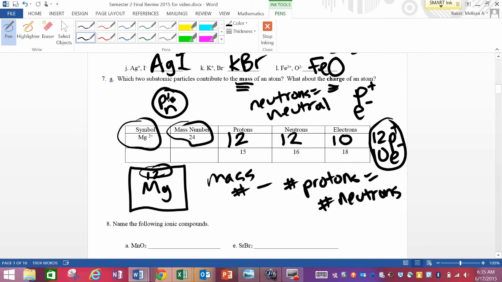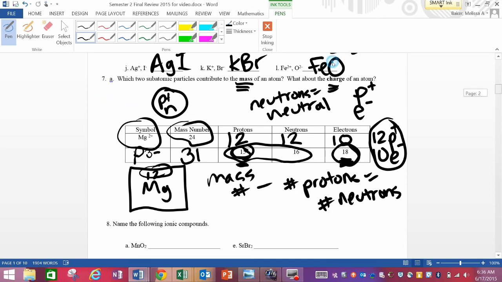How about the second row? It doesn't tell you anything about what the element is. But here's our identity right here, 15 protons. That automatically makes it phosphorus. How much does this phosphorus weigh? Remember, protons and neutrons are the only thing that contribute to the mass. So 15 plus 16 is 31. And then if there are 15 pluses and 18 minuses, this must mean the electrons are winning by 3. So this becomes P 3 minus.